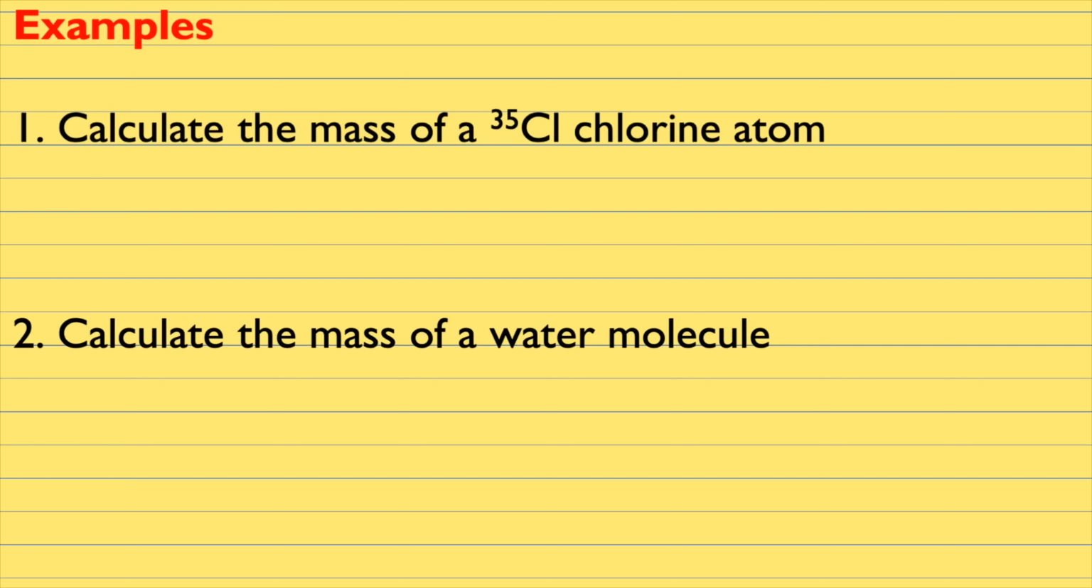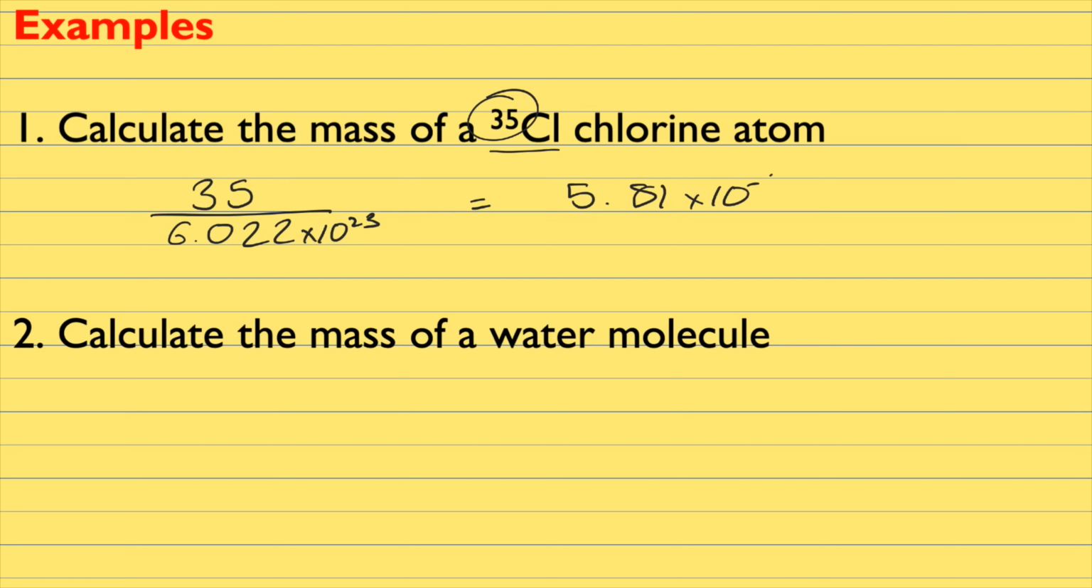Calculate the mass of a chlorine-35 atom. The mass number of this is 35. So we're going to do 35 divided by Avogadro's number, which is 6.02 times 10 to the 23, which is going to give us the mass of one chlorine atom, which is 5.81 times 10 to the minus 23 grams.